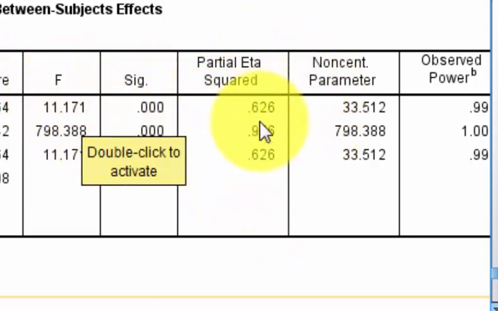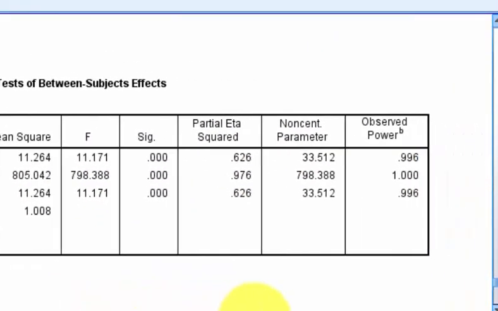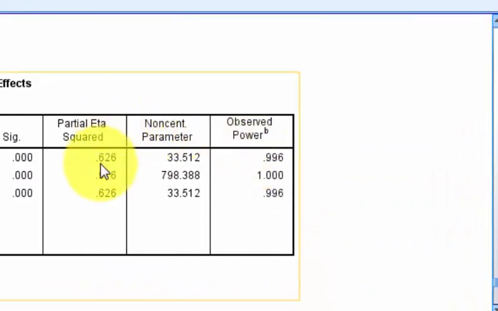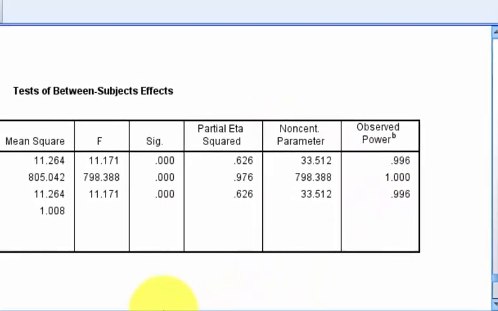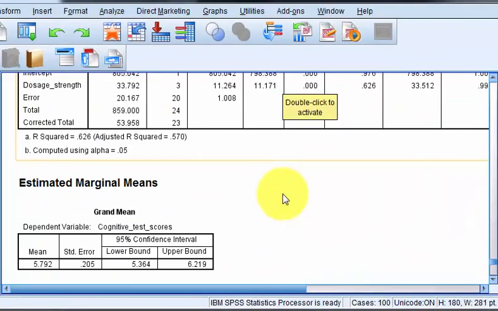And we have a huge effect size, 0.626. So in other words, we can explain about 63% of the variance in the cognitive scores because of the grouping model. And our power is practically perfect, which means we're good to go. Let's see what else we got here.